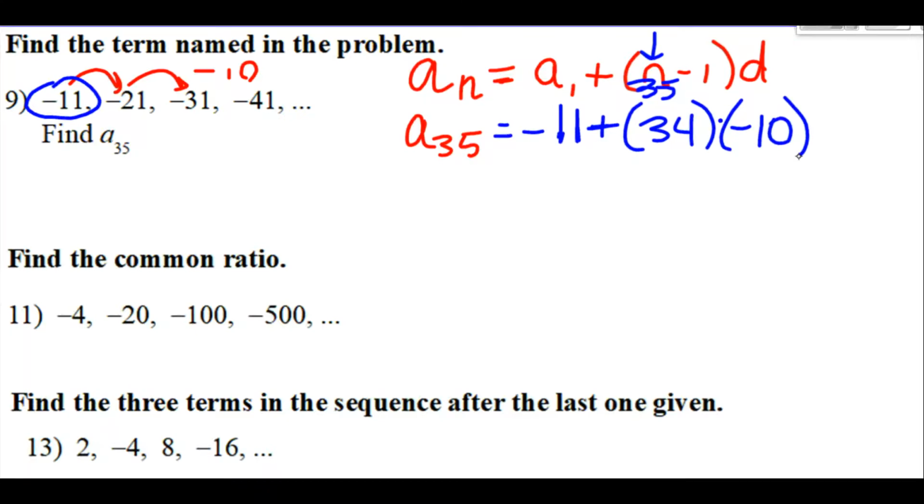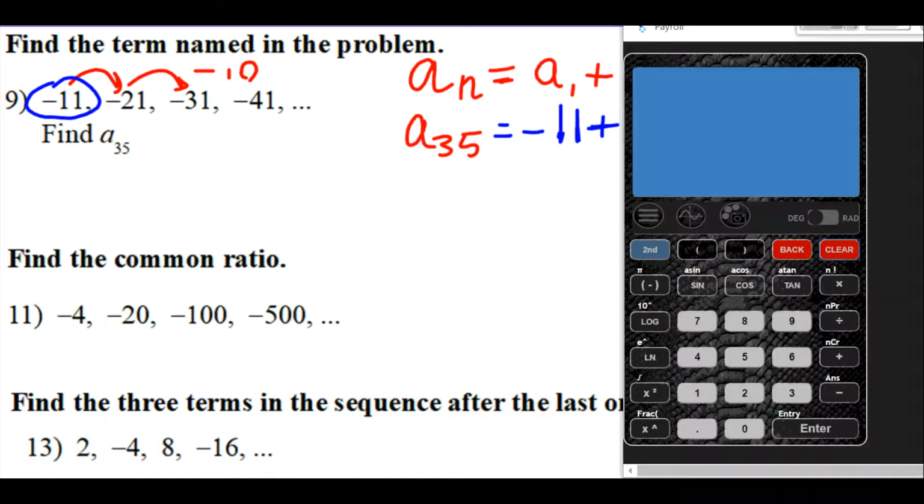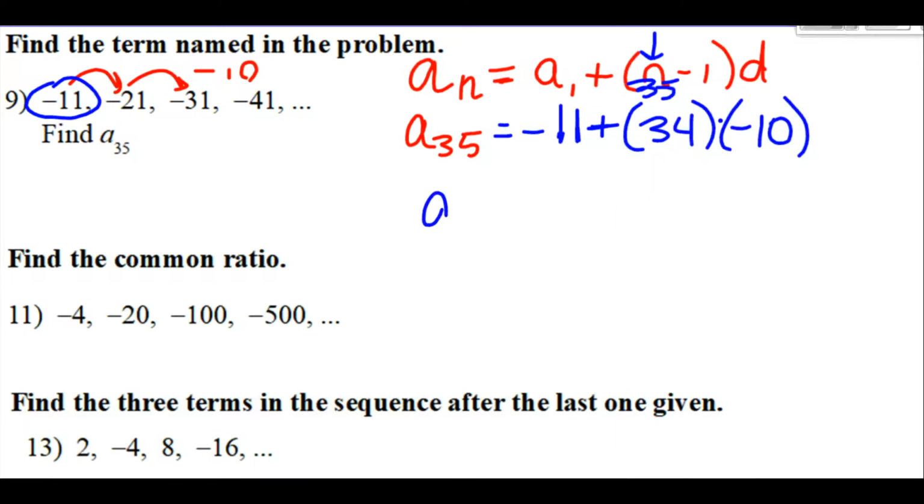So I've got all these numbers. I don't have a formula now, I'm going to have a number. I would just use my calculator here. Negative 11 plus 34 times negative 10. Negative 351. So a35 equals negative 351.